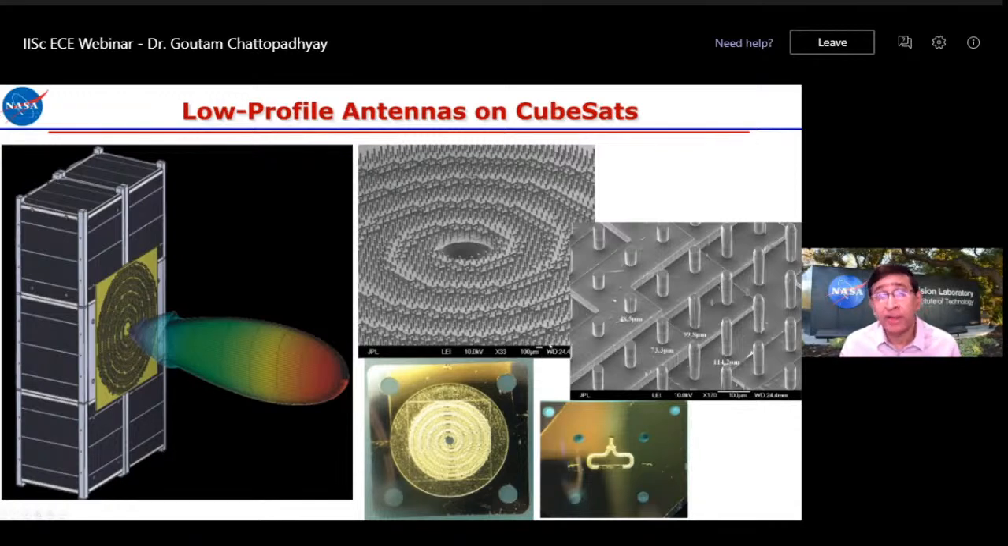We did silicon micromachining, and then we plated it with gold. You can see it here, and it worked very well. So that gives us the confidence that we will be able to use these low profile antennas in the future.